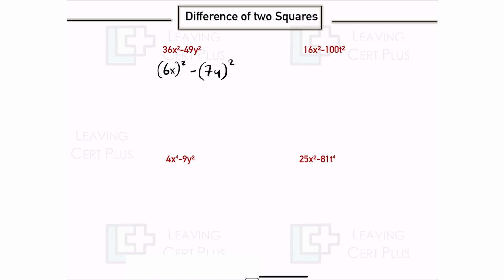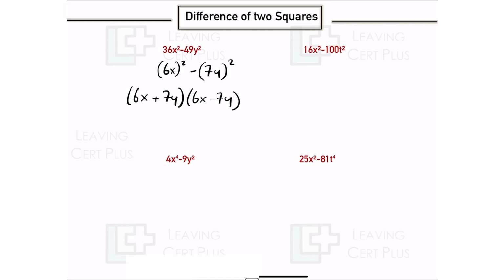So now that we got our 2 square numbers, basically what you're going to do is add them in one bracket, so 6x plus 7y, and then take them away in the next bracket, 6x minus 7y. And that's that factorized. Okay, so just identify your square numbers, add them together, and take them away in two brackets being multiplied together. So I'd like you to pause the video and try this one.